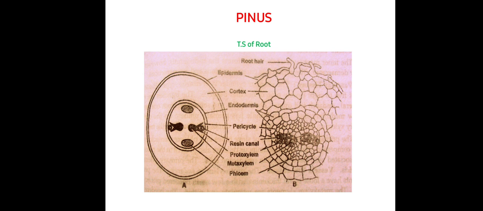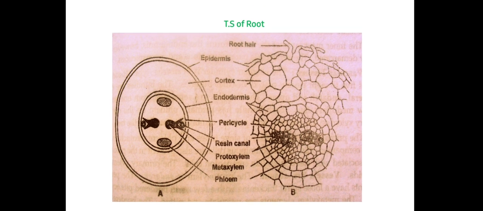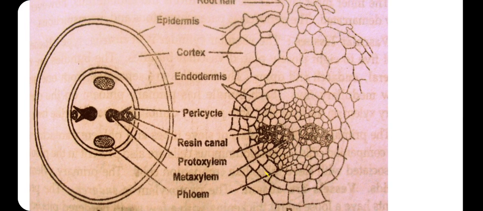The second is the cortex. Next to the epidermis is the cortex, a wide zone of parenchymatous tissue, and the last layer of the cortex is called the endodermis. It is clearly distinct, that is the endodermis.